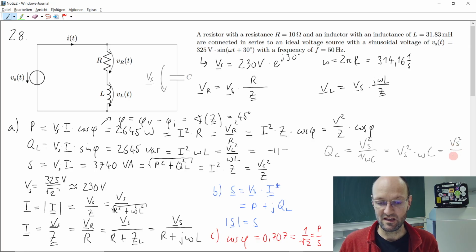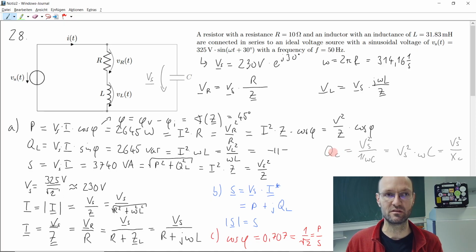This is Vs divided by Xc, by the reactance. And so here, this way we get the reactance. Now we need to be a bit careful with the signs, because we said the capacitive reactive power is usually negative. So there should be a minus here, there should be a minus here. There must not be a minus here because the Xc is negative as well. Okay, so we can use this equation here.